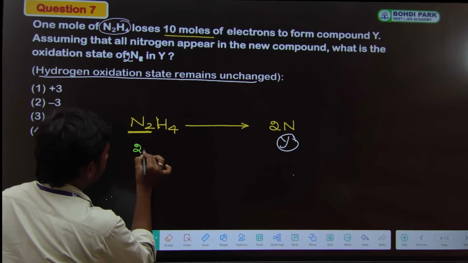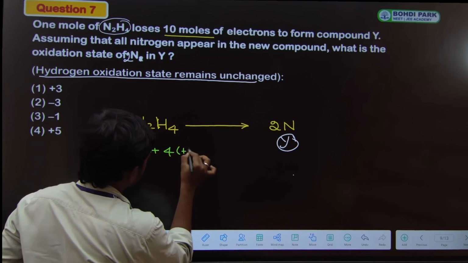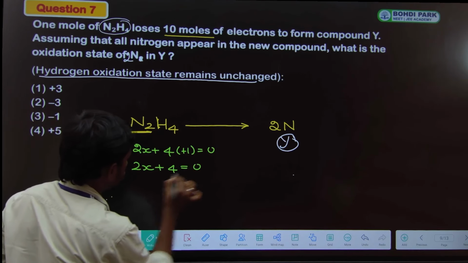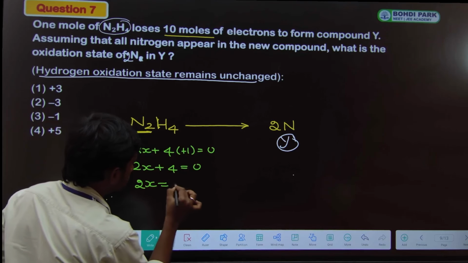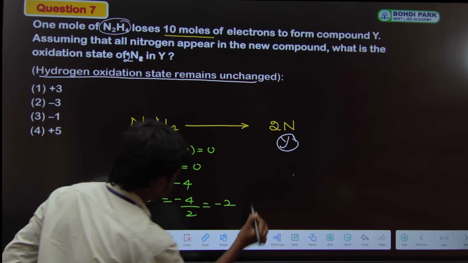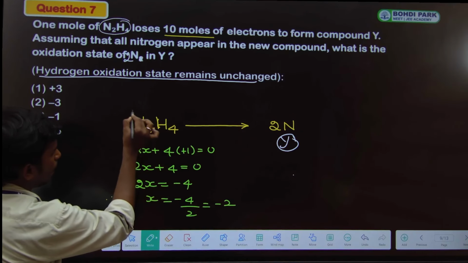So 2x plus 4 into +1 is equal to 0. 2x plus 4 is equal to 0. 2x is equal to -4. x is equal to -4/2, which is -2. Here the oxidation state of nitrogen is -2.